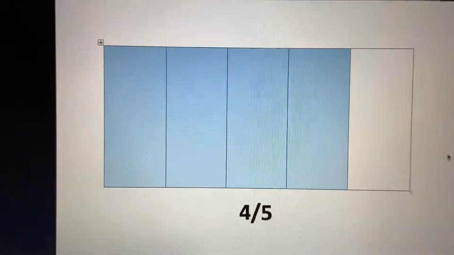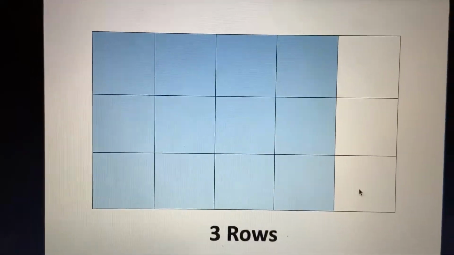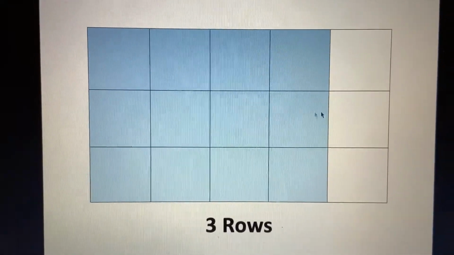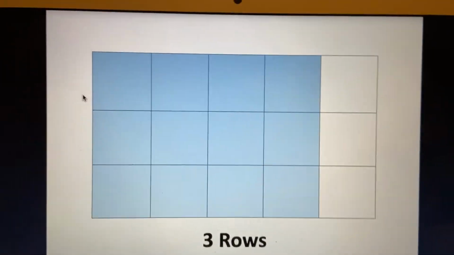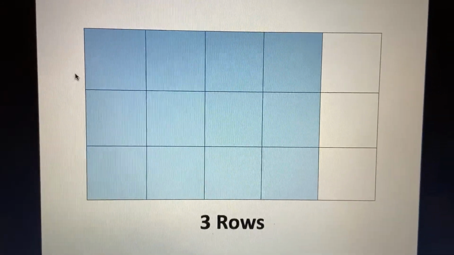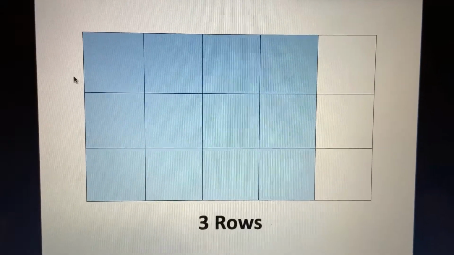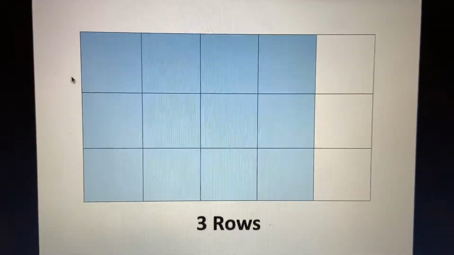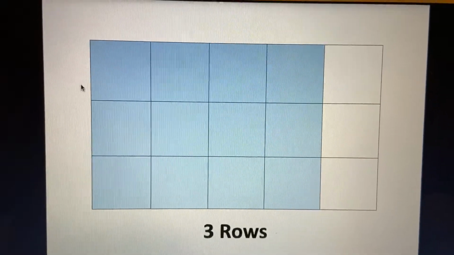Now, for the 2/3, we need to look at the rows. So here we have 3 rows: 1, 2, 3. There are now 3 rows and 5 columns. Notice that the denominators of both fractions we are working with are the columns and rows. That means the denominator represents how many pieces there are.